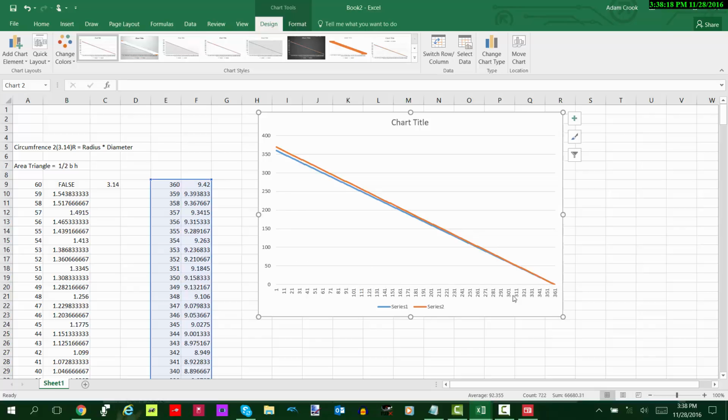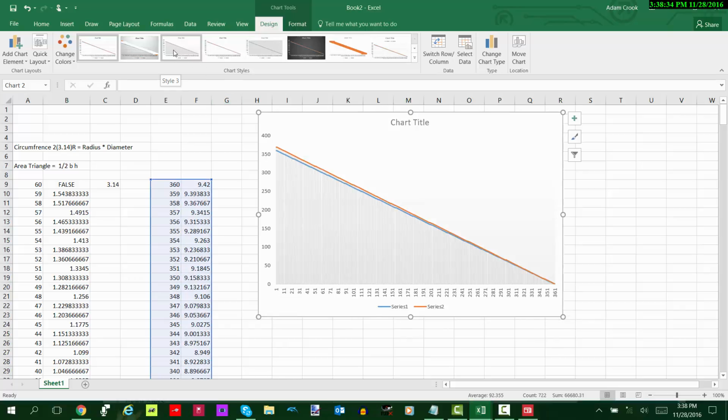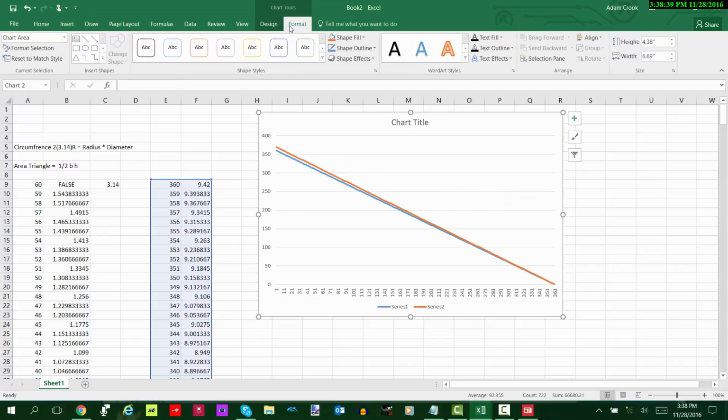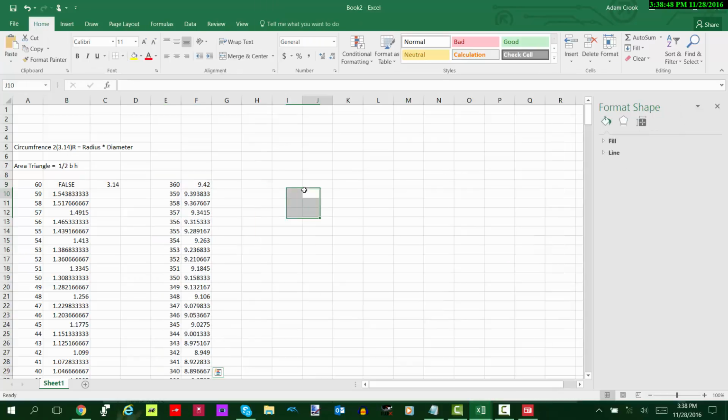Because series 1 is the degrees, right? Well, the x-axis is the degrees. The y-axis... Actually, that doesn't make sense though. No, I don't think that's a good one. Format. I'm trying to think what will be good. Format selection. No. Get rid of that graph and start over. All right, let's try that again.